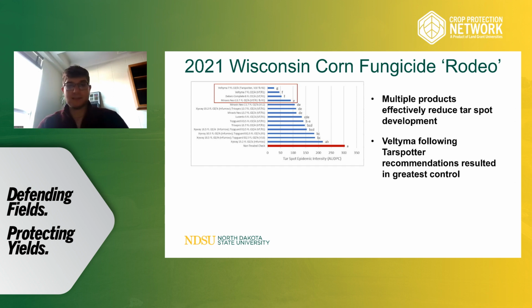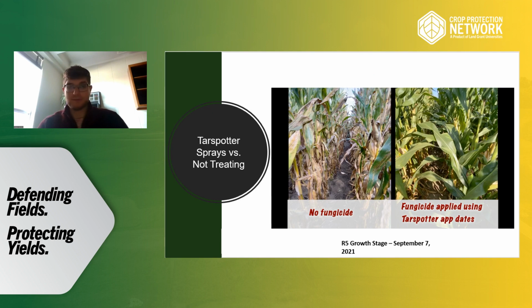This is a really great example of showing this visually. So this left-hand side is showing the non-treated controls, where the right-hand side is showing where these Tar Spotter applications were made. Okay, and you can see the left's drying down, and we're going to see severe yield losses on that left-hand side relative to the right-hand side, which is going to be able to continue to fill those grains throughout the next couple of weeks.